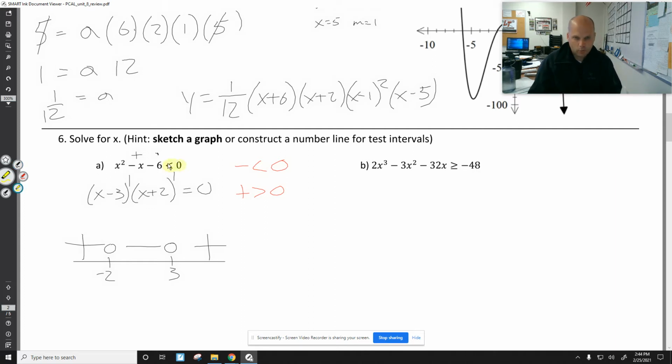Now we go back to what we were trying to find. We're trying to find negative values. When do we have negative values? Right here. And you'd say, x belongs to negative 2 to 3, remembering that this means don't include, and this means include. So make sure you have your brackets correct.